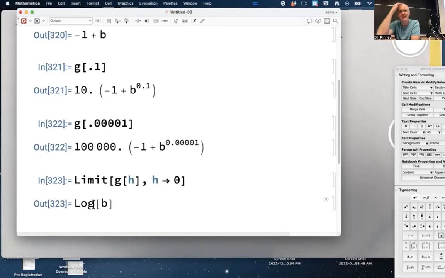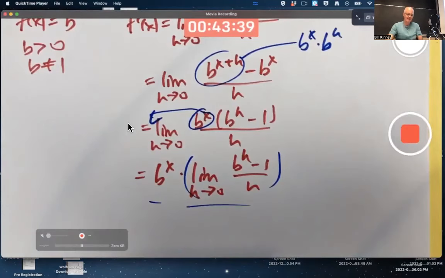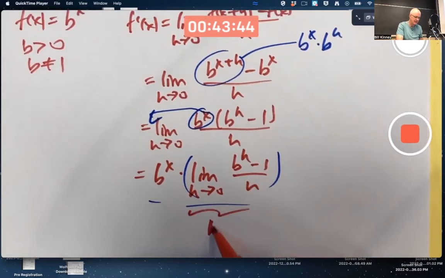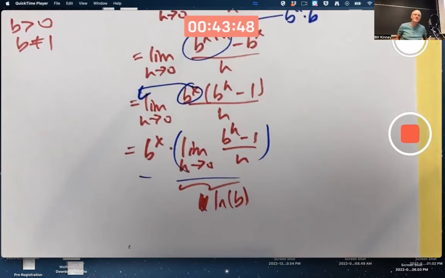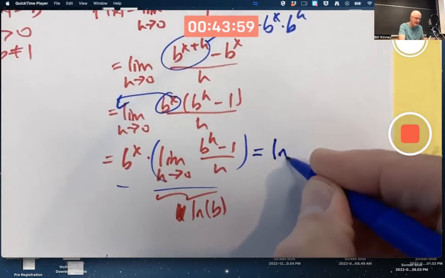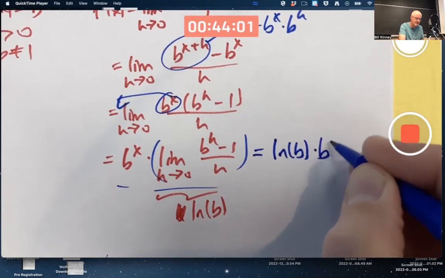Really? Does common log get thrown in the garbage? Well, not by everybody. That's actually natural log of b. This thing right here turns out to equal natural log of b. And hey, when b is e, natural log of e is 1. That's why we got a 1. But the final answer here for an arbitrary b is, I'll put the natural log of b in the front, natural log of b times b to the x.